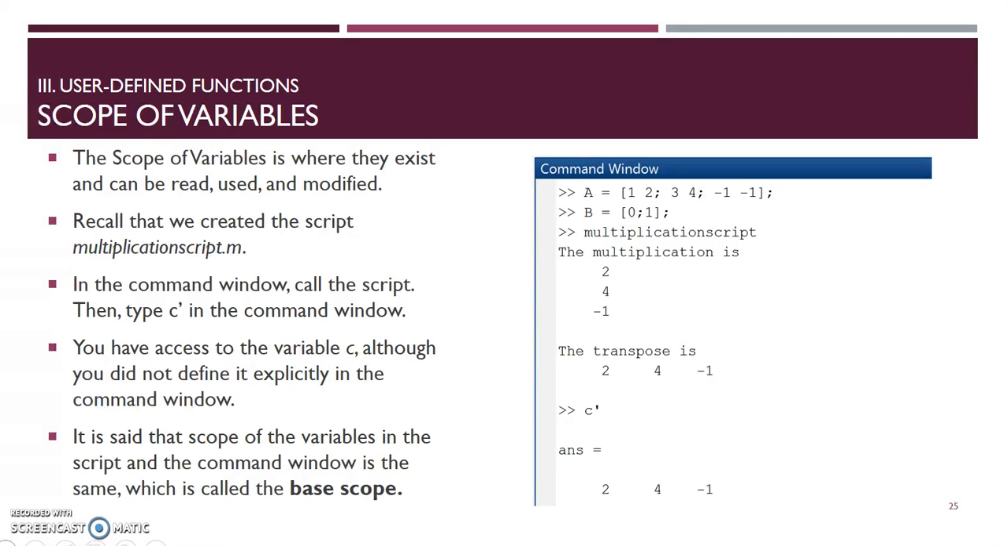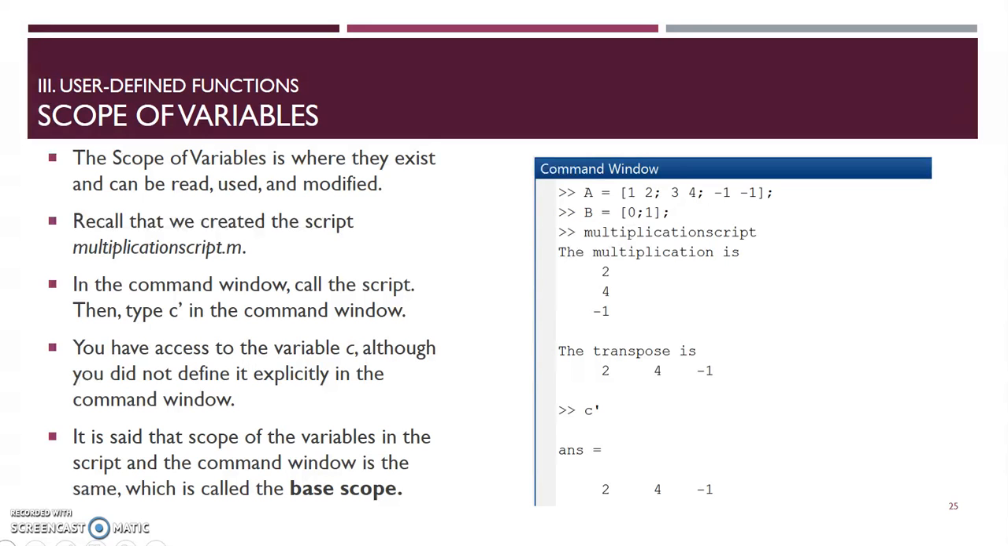Let's go back to the multiplication script that we implemented earlier. Please define some matrix A and B by yourself and then run the script in the command window. Then simply write C in the command window and you can see that C is the multiplication matrix. It is interesting that you did not define this variable at all. It is defined in the body of the script. However, the variable is visible to the command window.